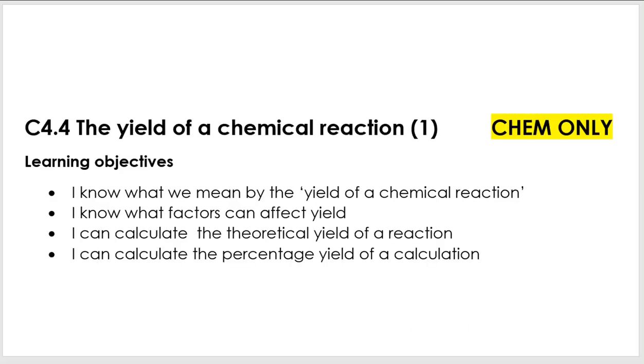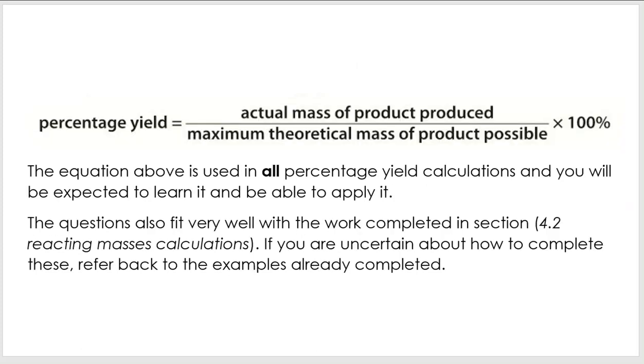So in this particular video, we're going to take a look at percentage yield of a reaction, and doing those calculations. And we have got a fairly straightforward calculation to do. Percentage yield is the actual mass of product produced divided by the maximum theoretical mass, and we multiply that by 100 to get to the percentage.